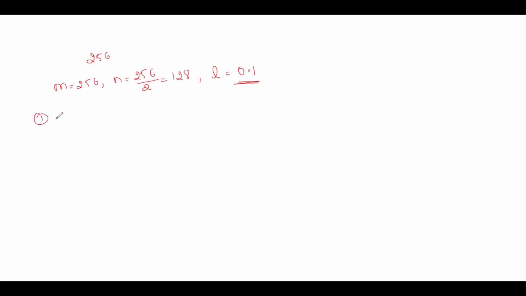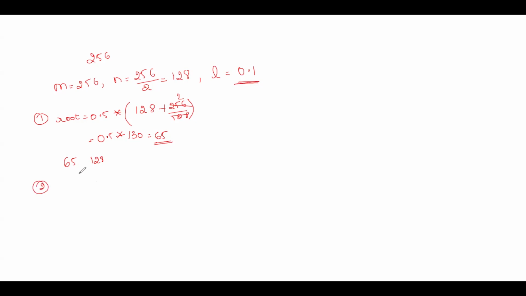Let us start the first iteration, where root is equal to, applying the formula, 0.5 into n, which is 128, plus 256 divided by 128. Here you will get the value 2. 2 plus 128 is 130. So 0.5 into 130 will get us 65. Now the root value is 65. When I compare 65 and 128, the difference is not less than 0.1. There is a huge difference. Hence, I will iterate further.